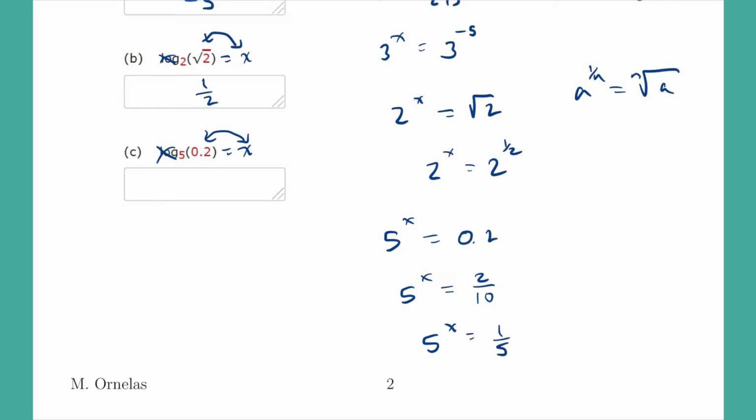And then we know that 1/5 is the same as 5 to the negative 1. And now you see you have the bases the same, which means the exponents must also equal each other. So x equals -1.